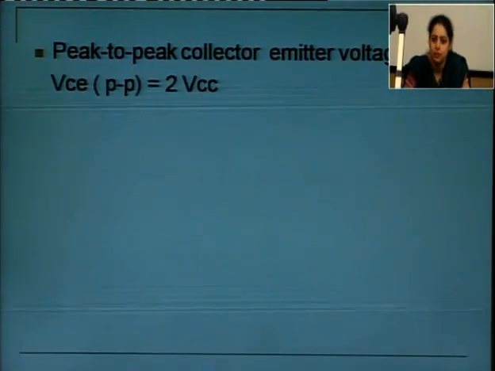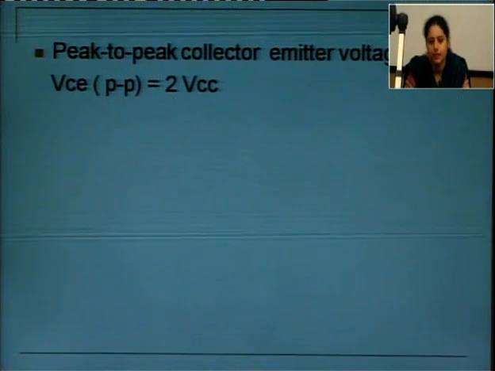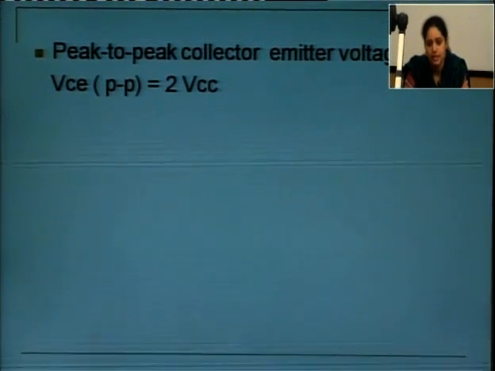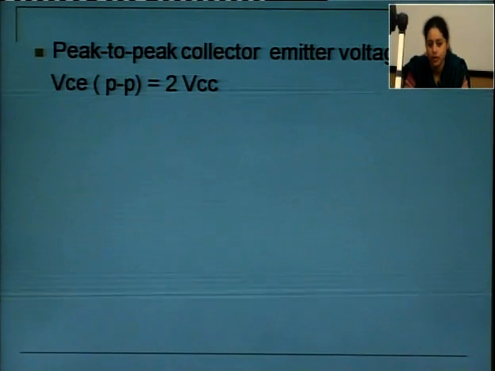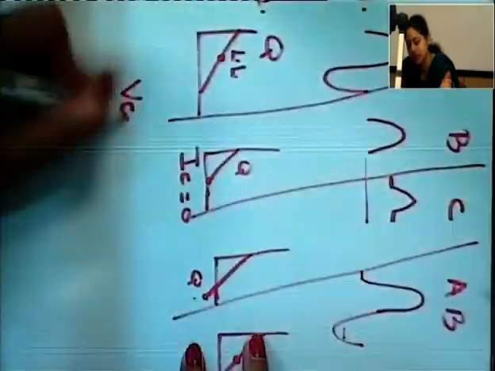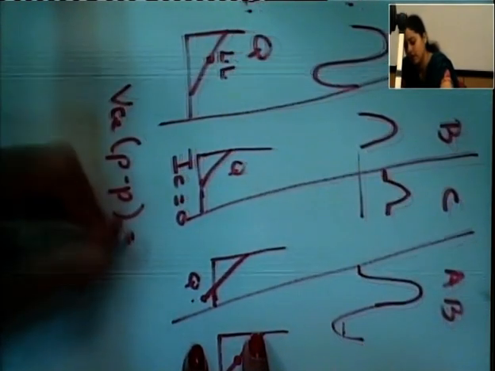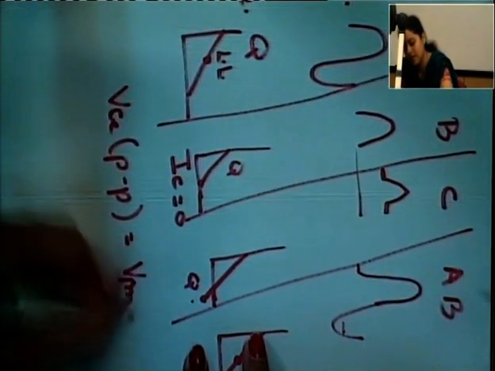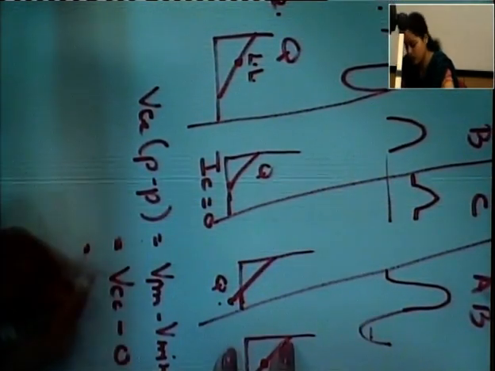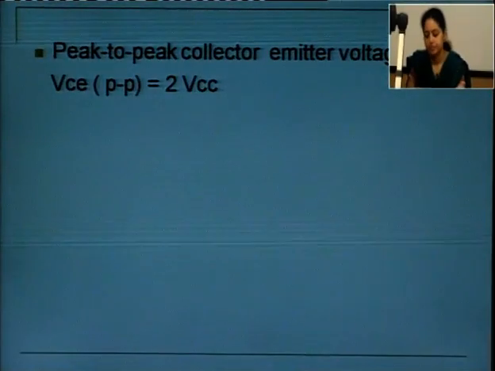Now coming to the derivation of this, peak to peak collector emitter voltage VCE peak to peak is equal to 2 VCC. What do you mean by peak to peak? That is maximum value minus your minimum value. So in case of your VCE peak to peak, you are having V maximum minus V minimum. So in case of maximum it is VCC minus 0. So you are having 2 VCC, that we have derived here, that is 2 VCC.